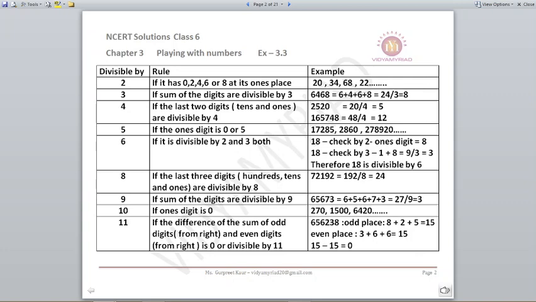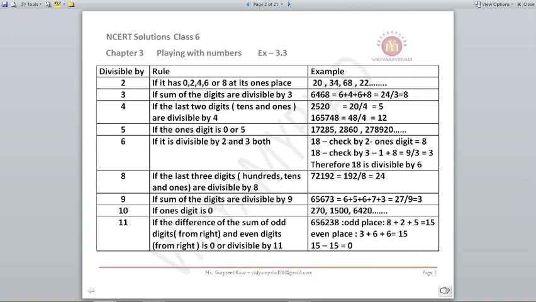In case of 10, the ones digit should be 0. In case of 11, just remember this: for the whole number given, you first add all the digits at odd places and all the digits at even places, and then subtract the two answers. If your answer is 0 or 11, then it is divisible by 11. In this case I have taken an example, 656238. Remember, you have to start from your right side.